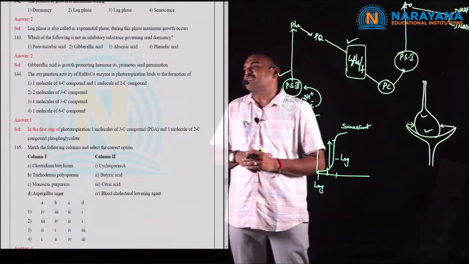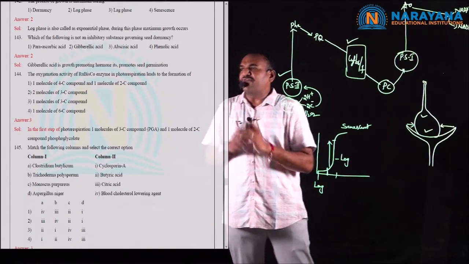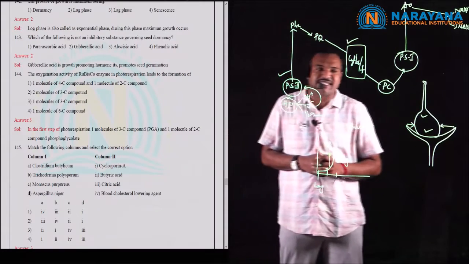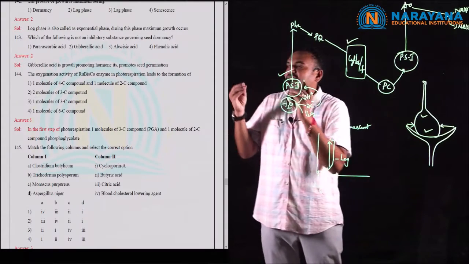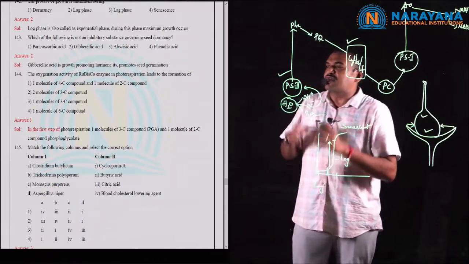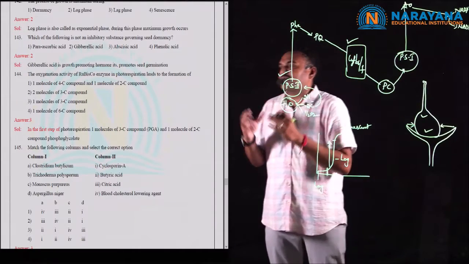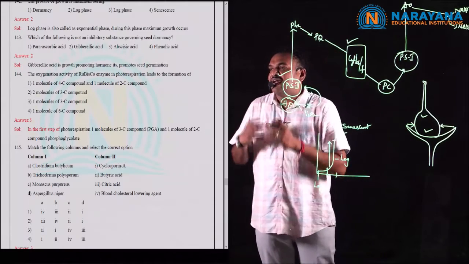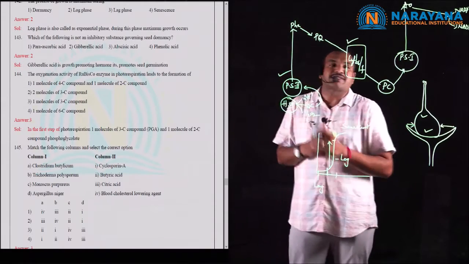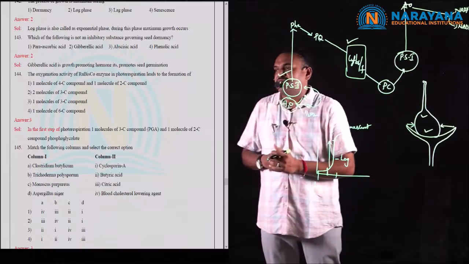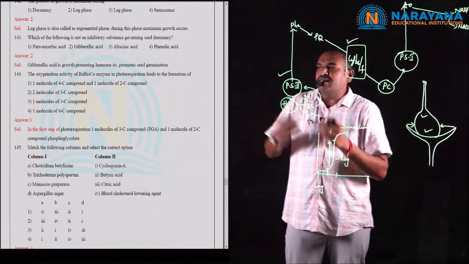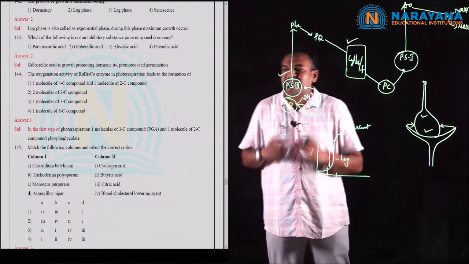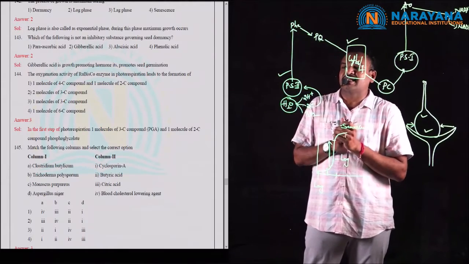Question number 143. Which of the following is not an inhibitory substance governing seed dormancy? They have given some chemical compounds which are responsible for seed dormancy. First option, para-ascorbic acid, second, gibberellic acid, third, abscisic acid, and fourth option, phenolic acid. Out of these four, we know that para-ascorbic acid, abscisic acid and phenolic acid are responsible for seed dormancy.